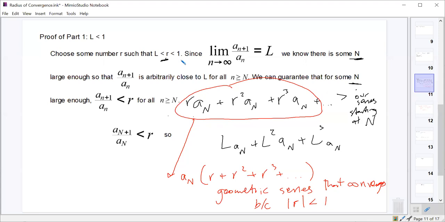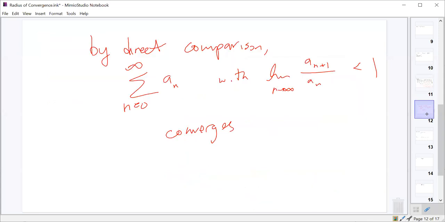So we choose an R value that is less than 1 so that we know that the geometric series will converge. And we then know that our series will also converge. Does that make sense, Molly?